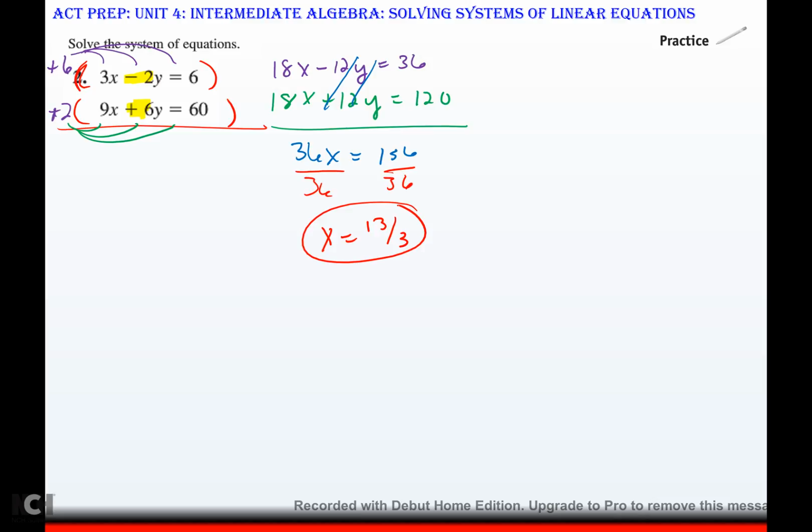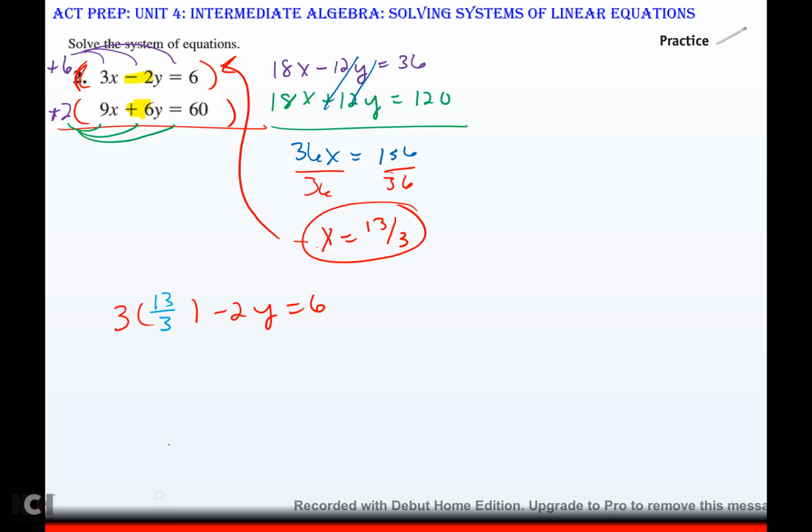Okay, now I got to get y, so I'm going to plug it into one of my originals. I'm going to plug it into this one. So I have 9 blank plus 6y equals 60. Oh, never mind. You know what? I'm going to go to the top one just because that's the way I did it earlier. And I can check to make sure I didn't screw up. So I'm going to go to the top one, but it absolutely doesn't matter really which one you go to. So 3 blank minus 2y equals 6. And I'm going to change my blank to 13/3.